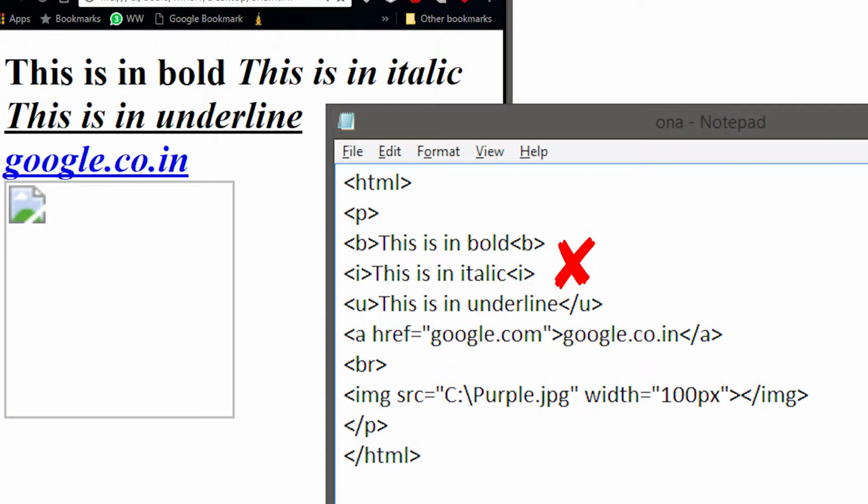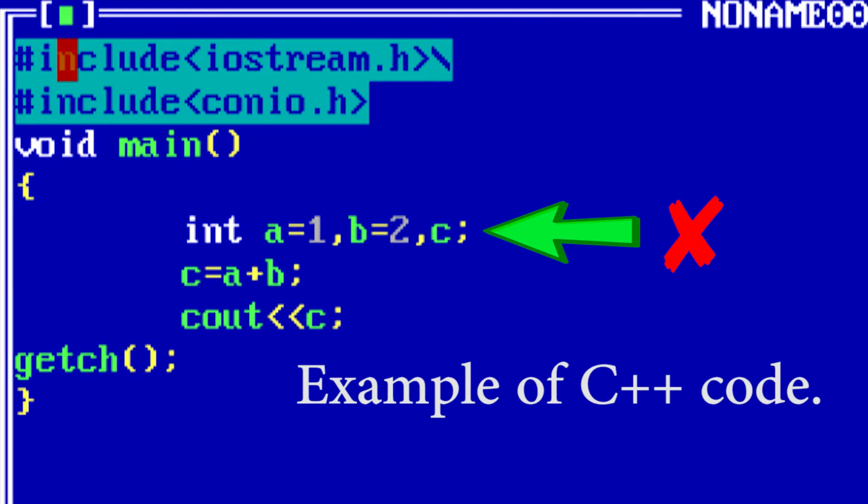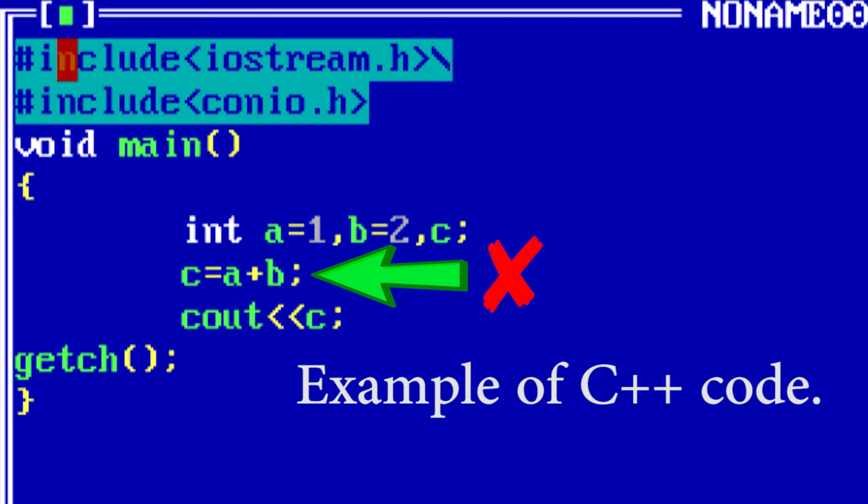Finding errors in HTML is pretty easy, and you can also work on HTML independently without purchasing any kind of licenses or anything like that. It is easier than other programming languages since it does not have any kind of calculations.